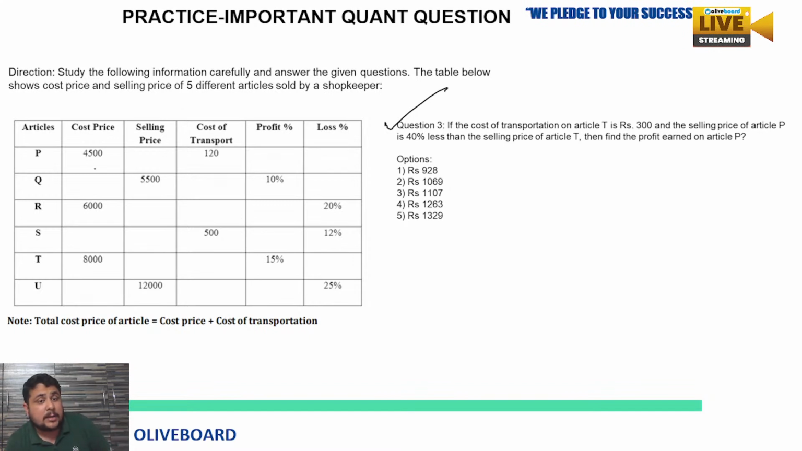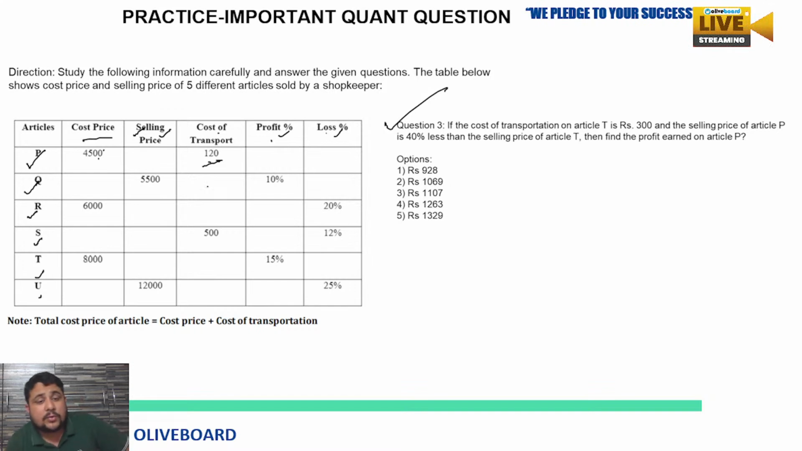What is given here? If we talk about article P, cost price is given, selling price is not given, cost of transport is given. So we know only the total cost price, but we don't know the selling price, and we don't know profit or loss. If we knew profit or loss, then we could easily calculate the selling price. But if you look at each row, the data is not sufficient to calculate the other data. So as per the question, that's why you have to fill out this data.